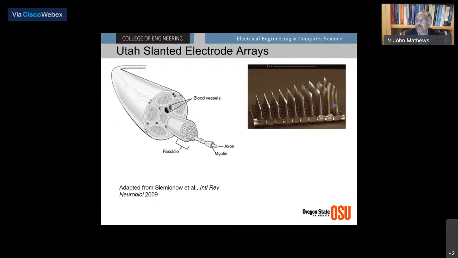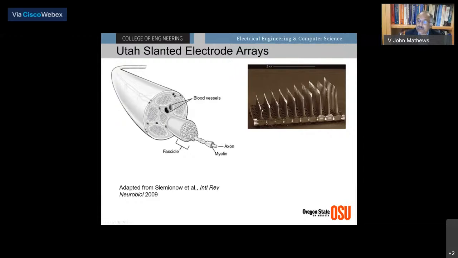This is what is known as a Utah slanted electrode array. Okay. And what it is, it is a 4 millimeter by 4 millimeter device that contains 100 different electrodes. Only the end top is actually conducting. So the rest of it is isolated, basically insulated.